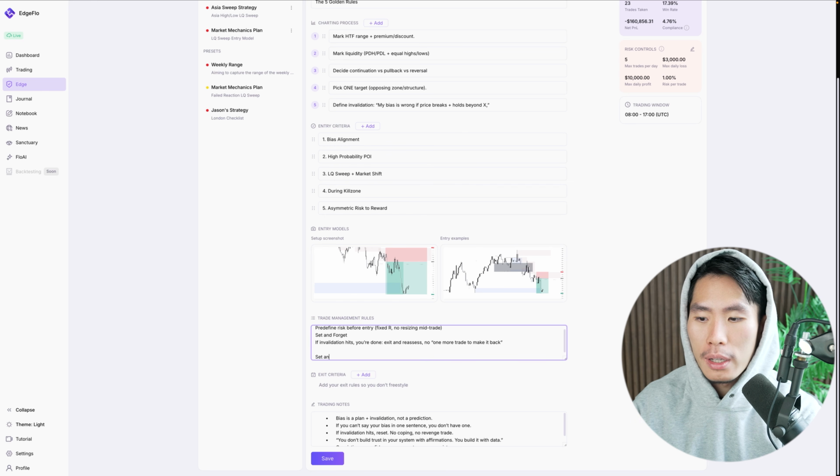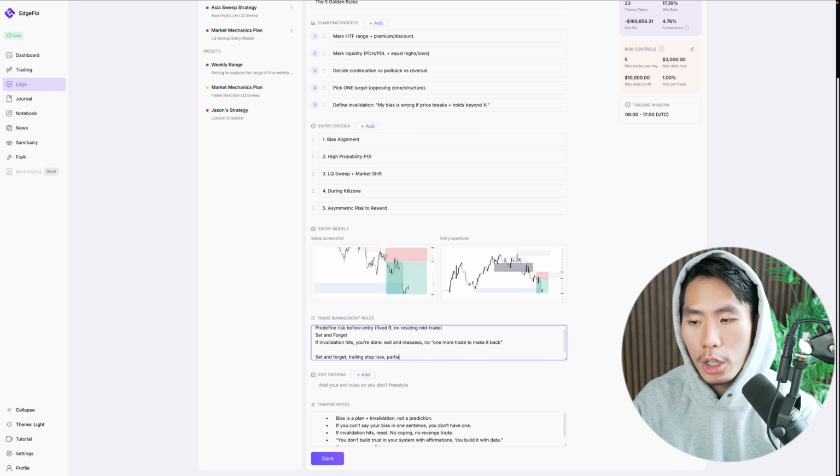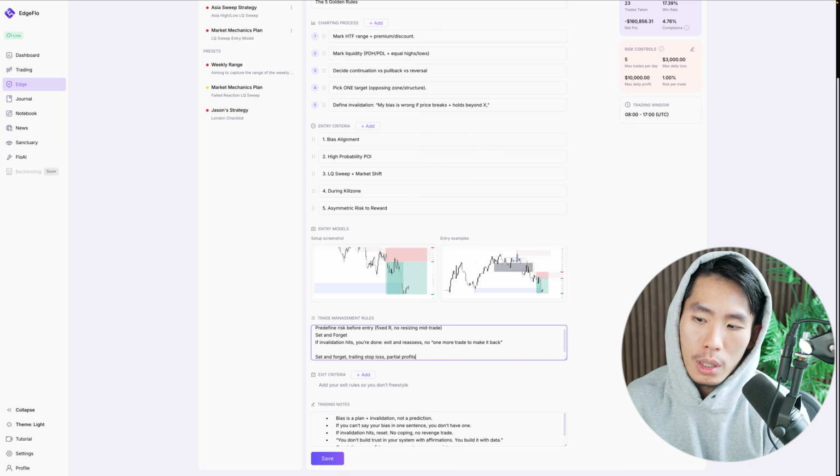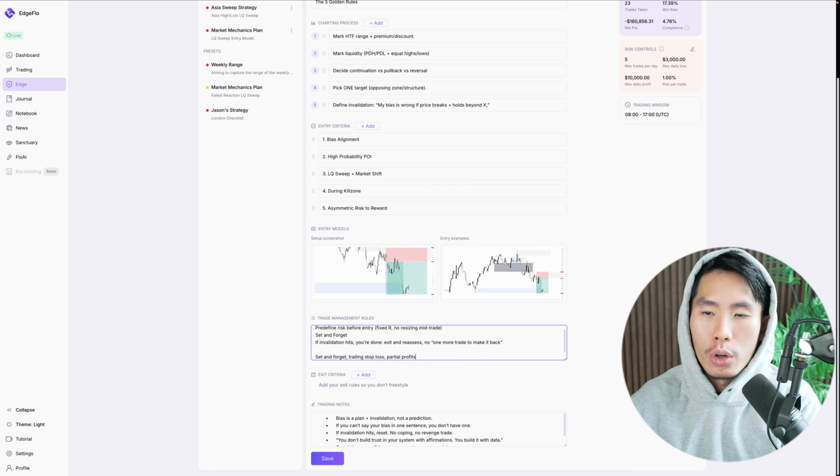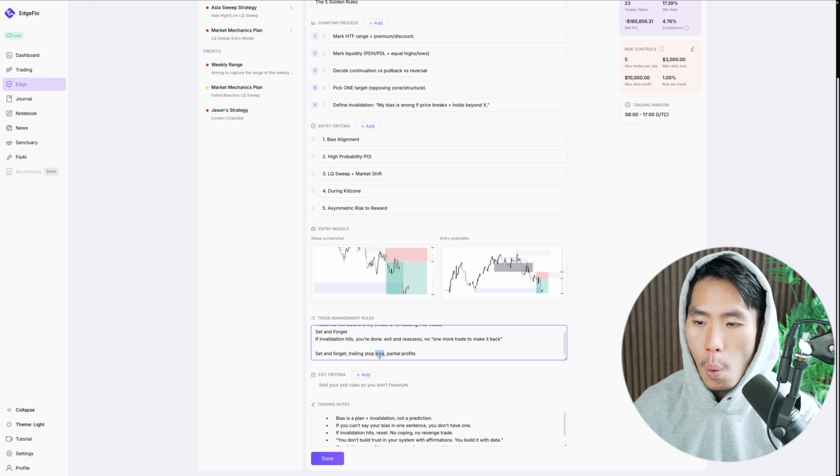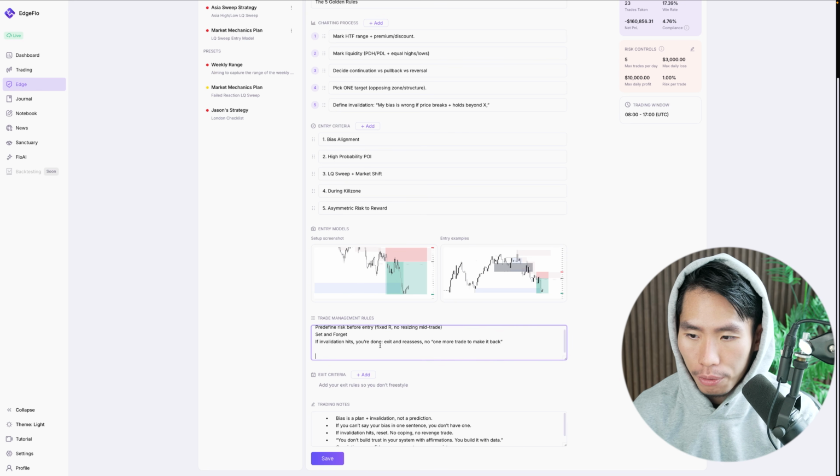Whether you are going for a set and forget method, whether you are trailing your stop loss, whether you are taking partial profits. If you are trailing a stop loss, how will you be trailing it? If you are taking partial profits, are you going to be taking partial profit at 50% or 100% or whatever? You need to define the terms in which you want to be managing the trade itself right here.